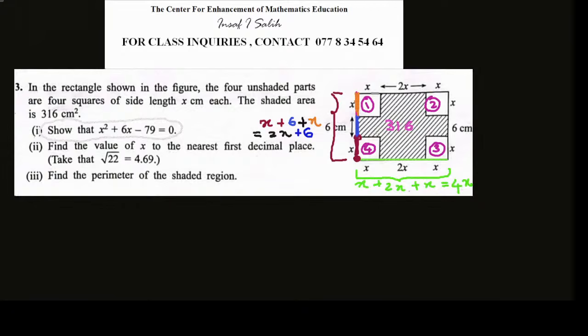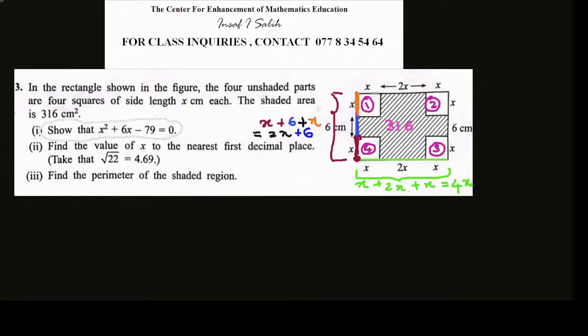How do you find the area of a square? That's length of a side times length of a side. Or we can also simply say as length into breadth. So x into x. So what's the area of square number 1? X into x, x squared.